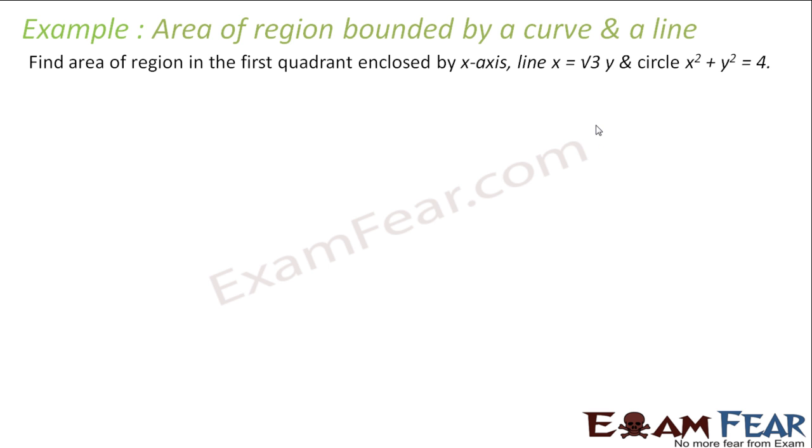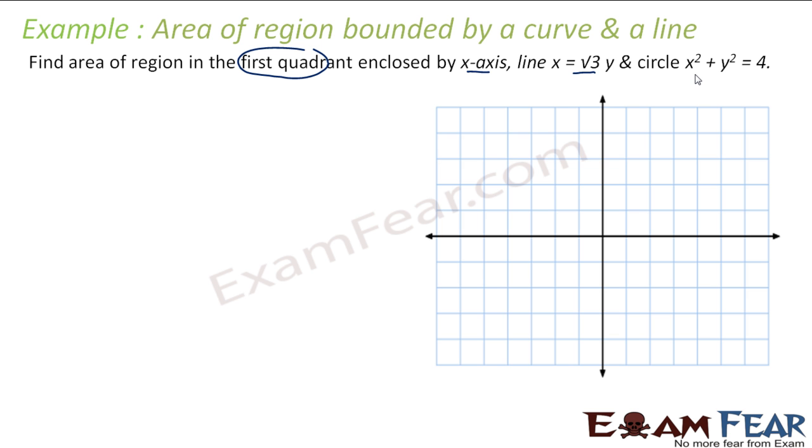Let's take one example. Here we have to find the area of the region in the first quadrant. Please note, first quadrant enclosed by x-axis, line x = root 3 y, and this circle. So I have this my x, y axis, and let's draw a circle because this is nothing but a circle with center 0, 0 and radius 4. So 1, 2, 3, 4, almost that circle I have made.